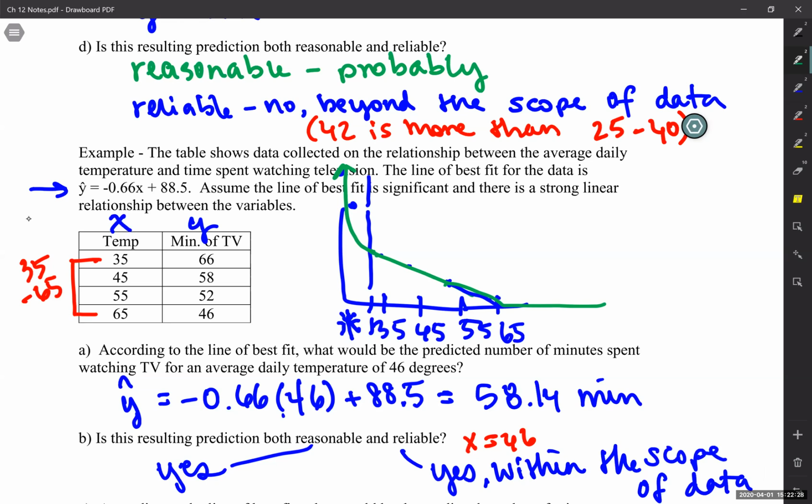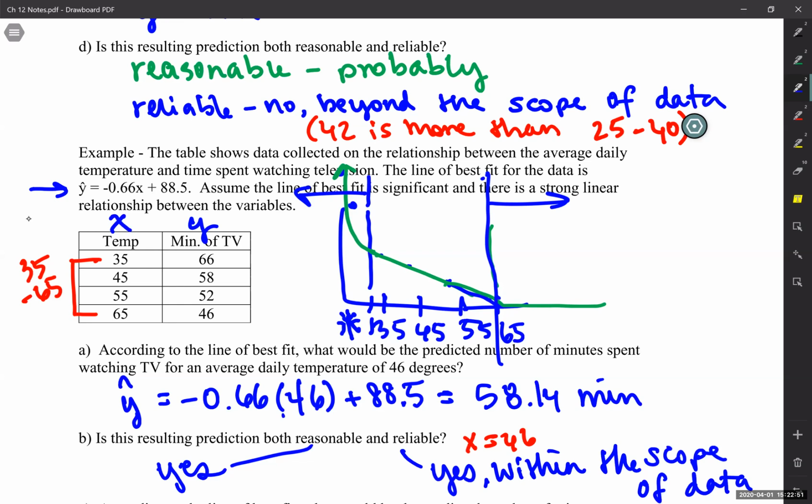So we don't know what's happening on days where it is colder than 35 or on days where it's hotter than 65. We don't know what's happening. We only know what's happening right in the middle, so we can only use this picture, and we can only use this line, which describes the picture, for 35 to 65 degrees.